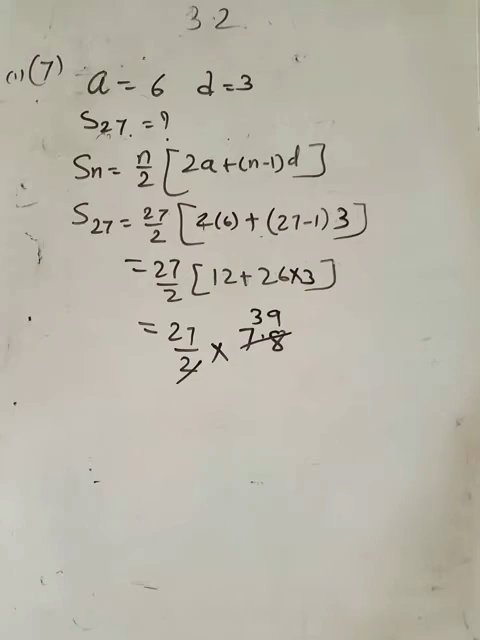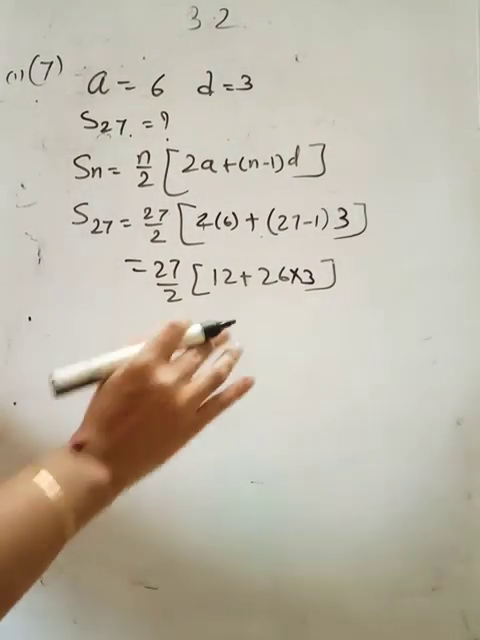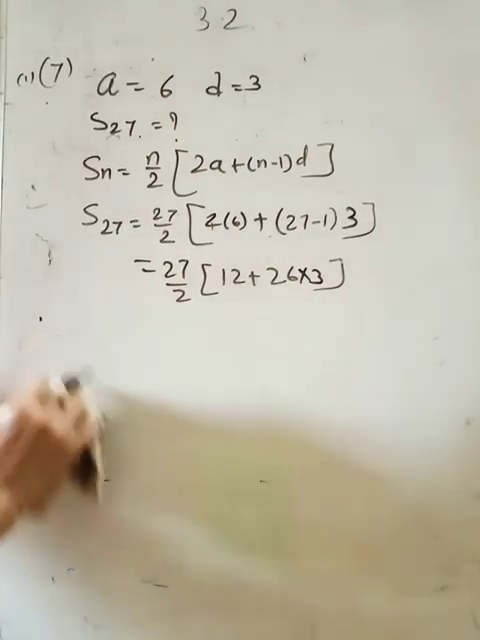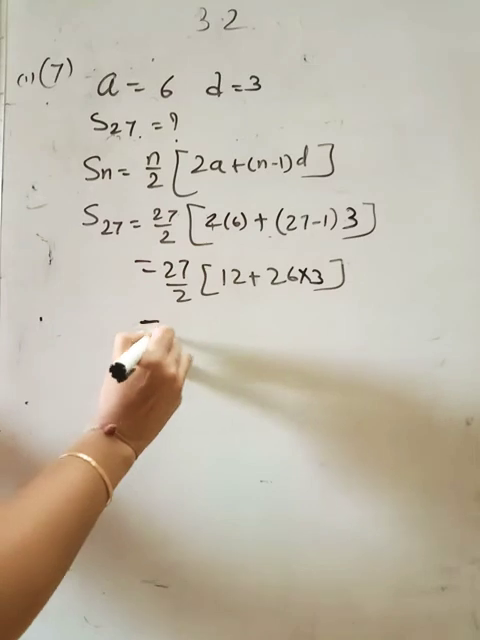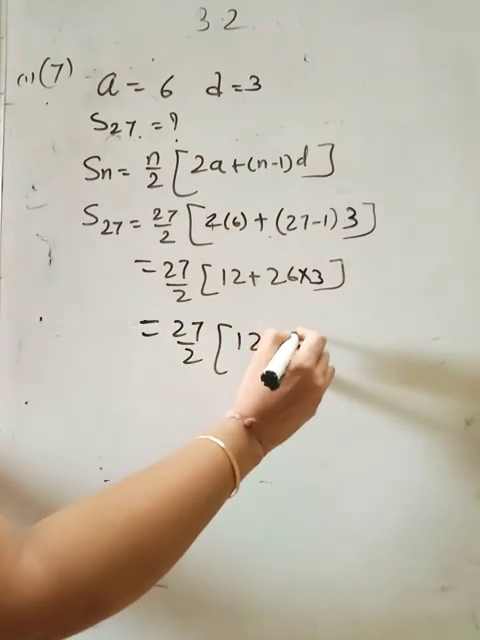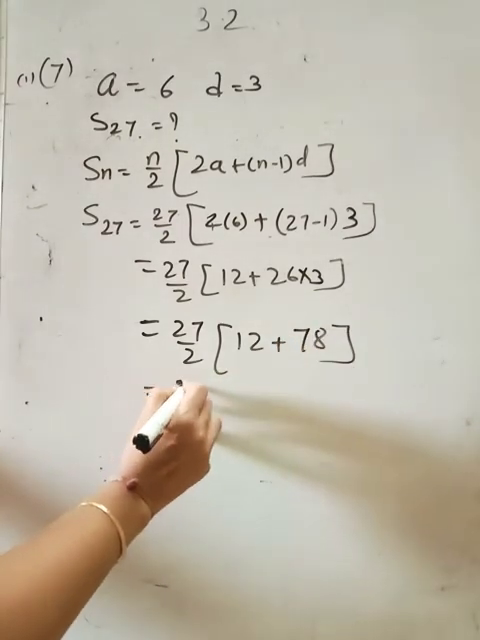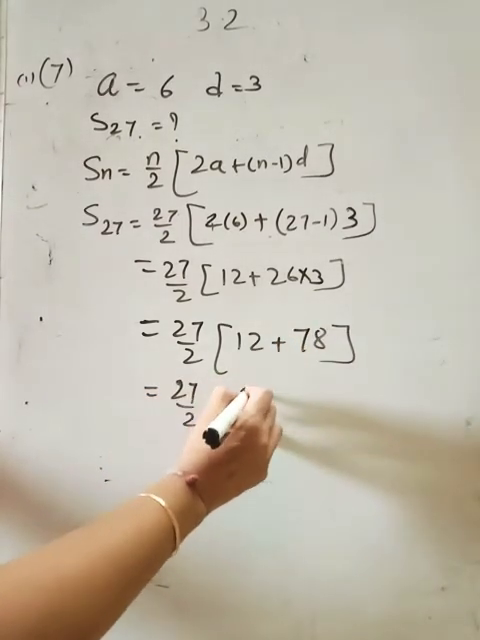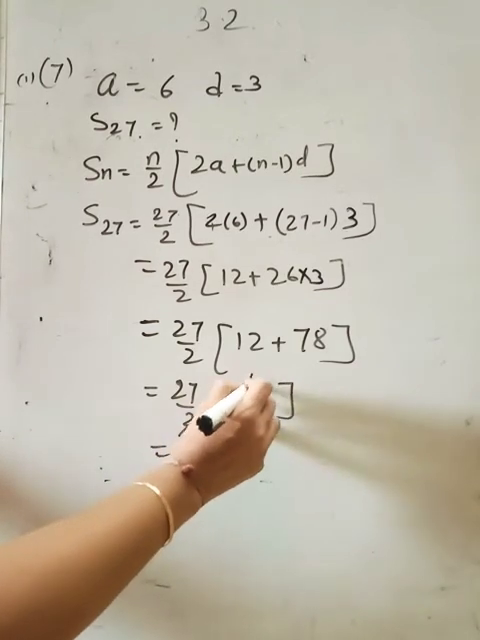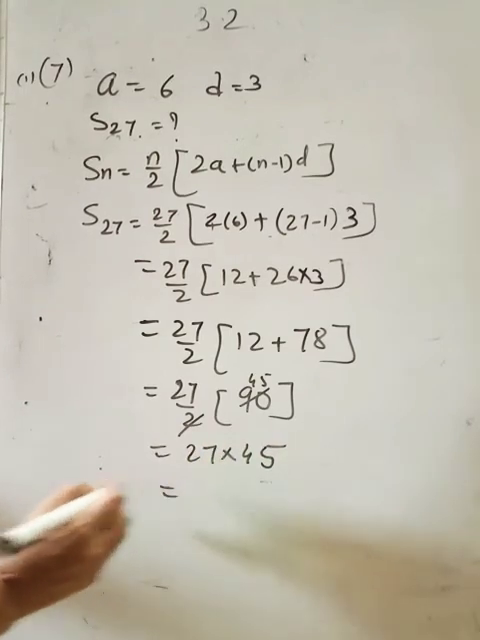Yes, sorry, I forgot to add 12. Thanks for correcting me. So 27 upon 2, 12 plus 78. Yes. So 27 upon 2, it comes out to be 90. So it will be cancellation. It will be 45. So 27 into 45 you are going to do.